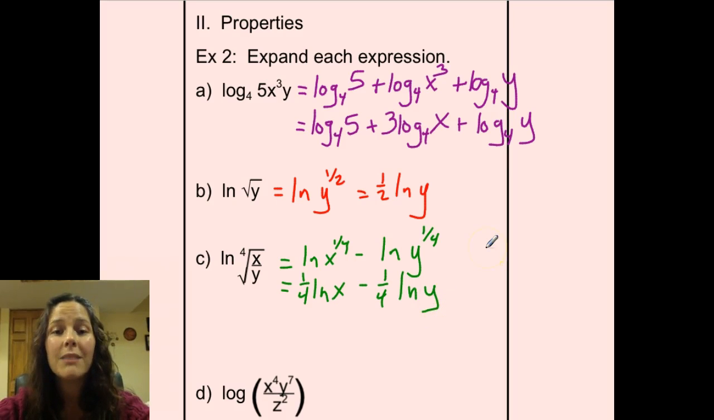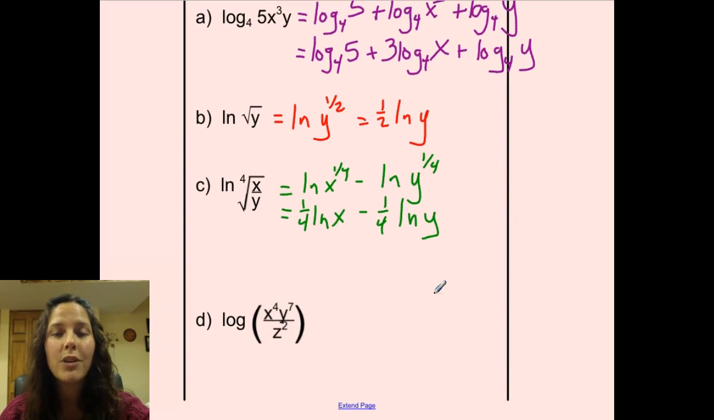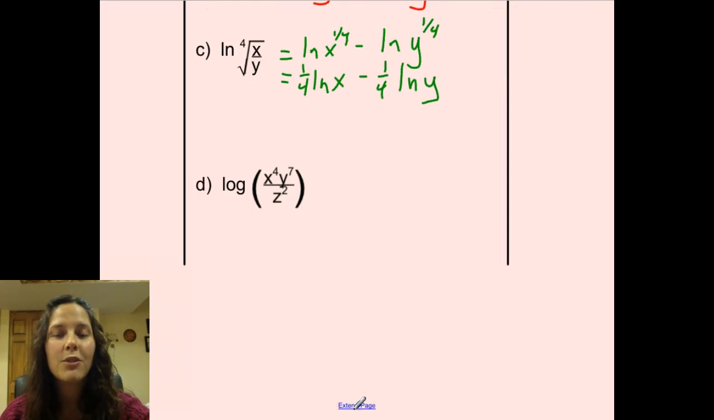Again, you can expand this with the power rule first, but you would need to keep your natural log of x minus natural log of y in parentheses so that you could end up distributing that 1/4 power.